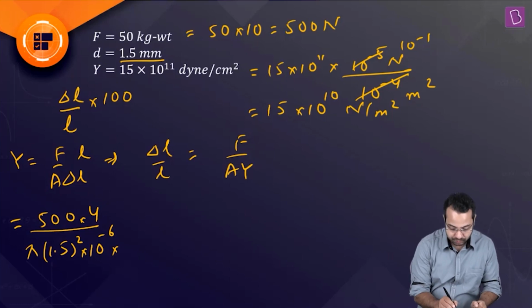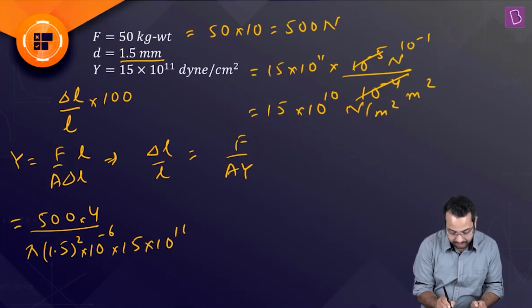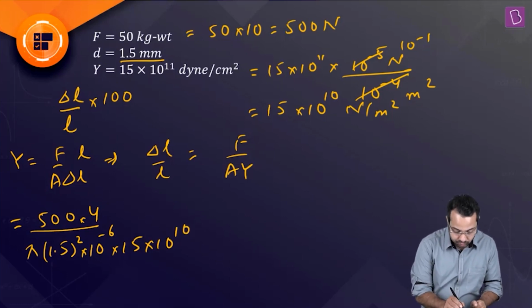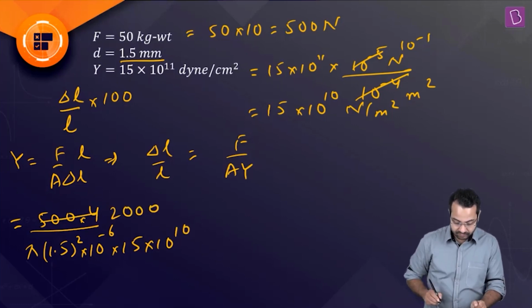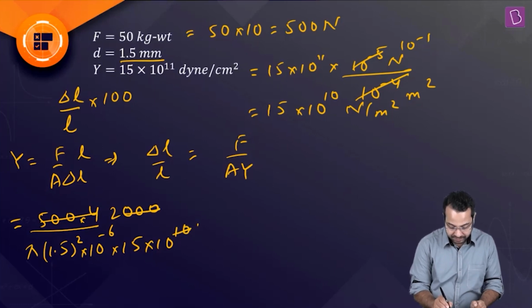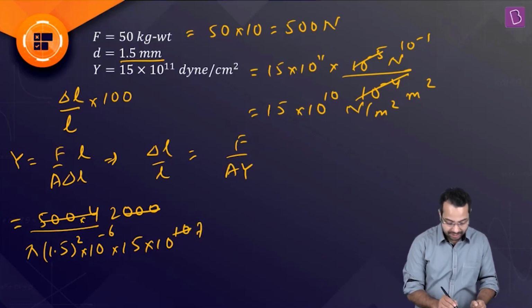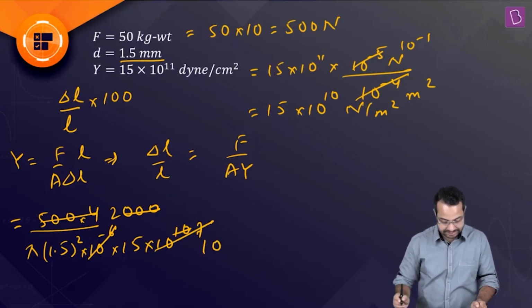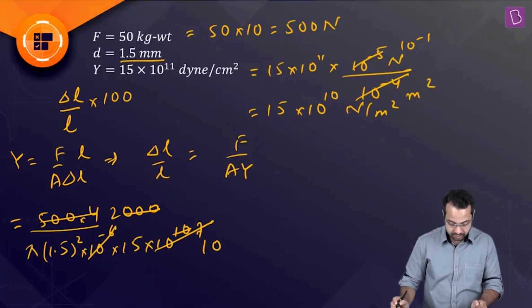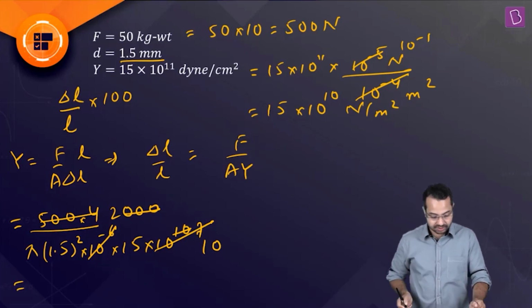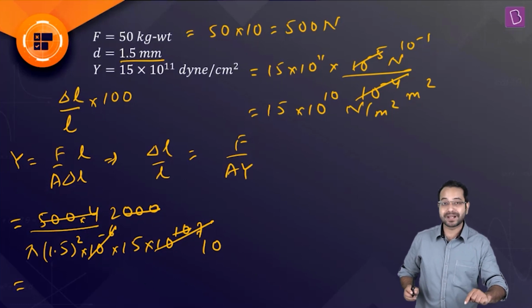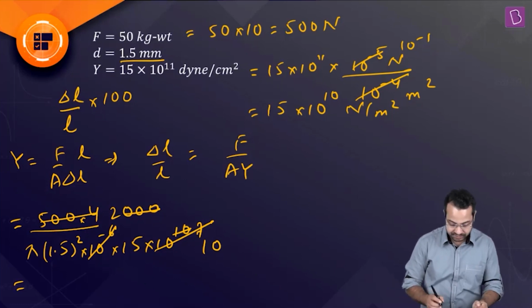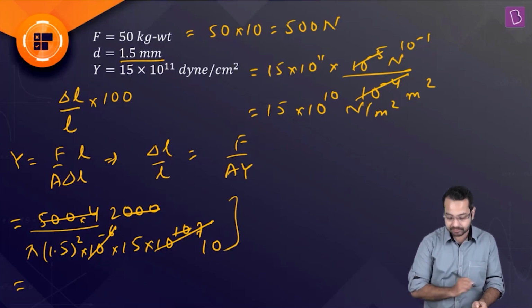And then what do we have? We have the Young's modulus, which is 15 into 10 to the power 10. All right. So 2 zeros, so this I can write as 2000. So 3 zeros from here, and this becomes 10 to the power 7. We have 10 to the power minus 6. So this becomes just 10. Okay. So if I calculate this, so this is going to be delta L by L. What we need to calculate is delta L by L into 100, which is the percentage. So I can multiply this term by 100.